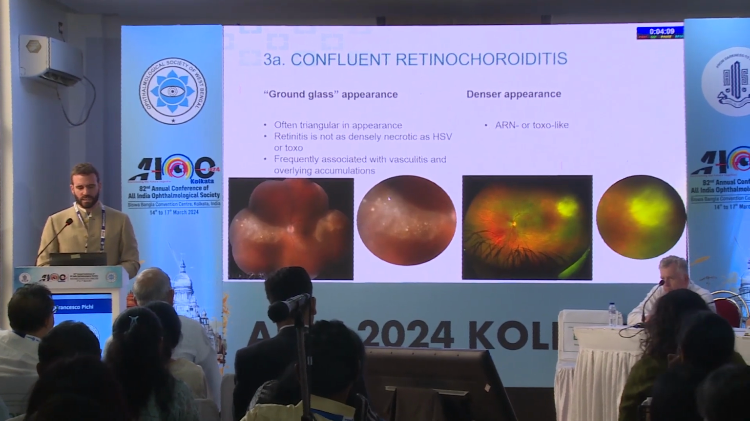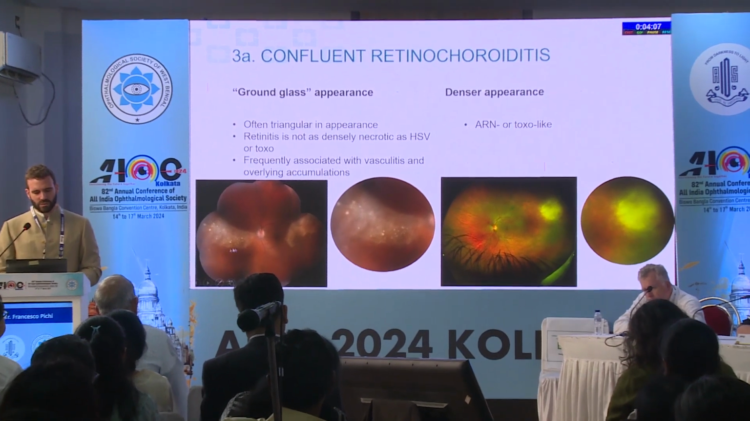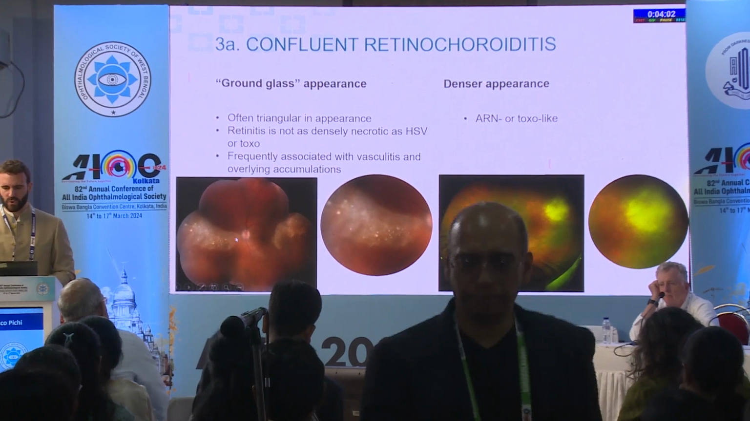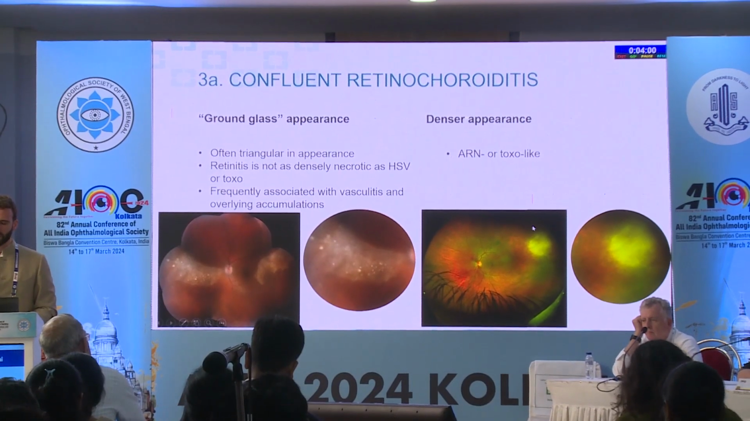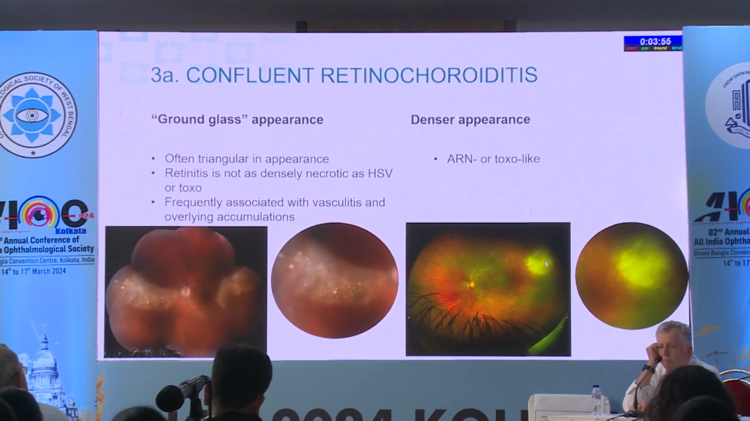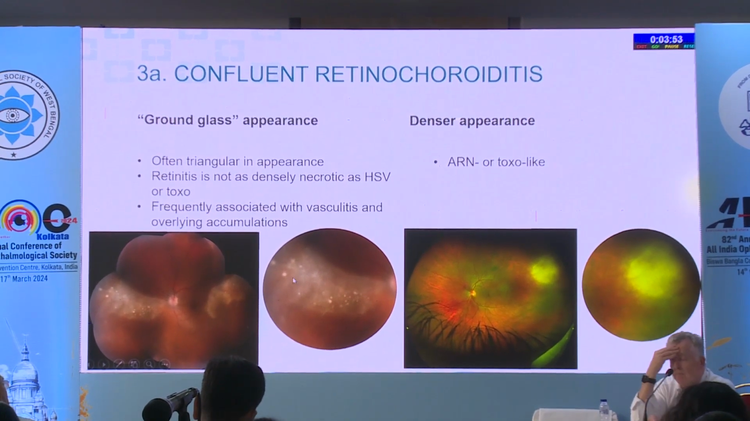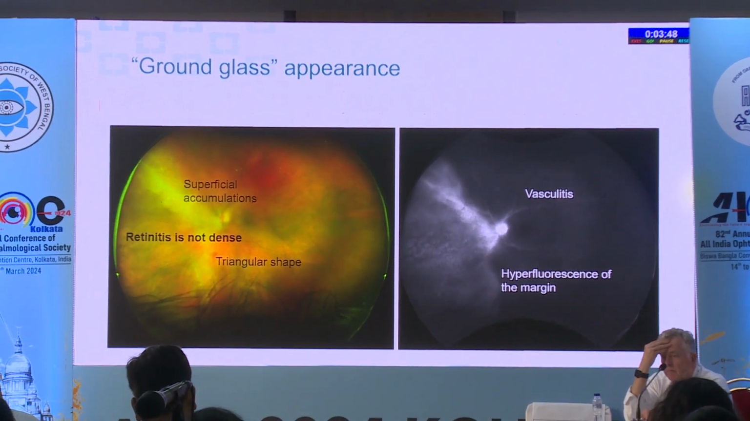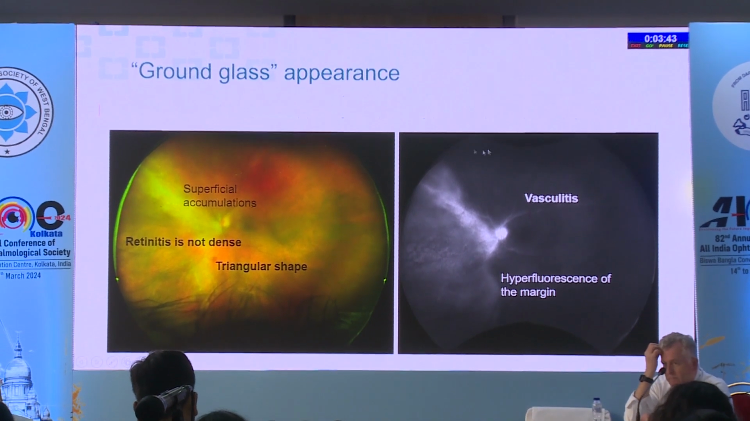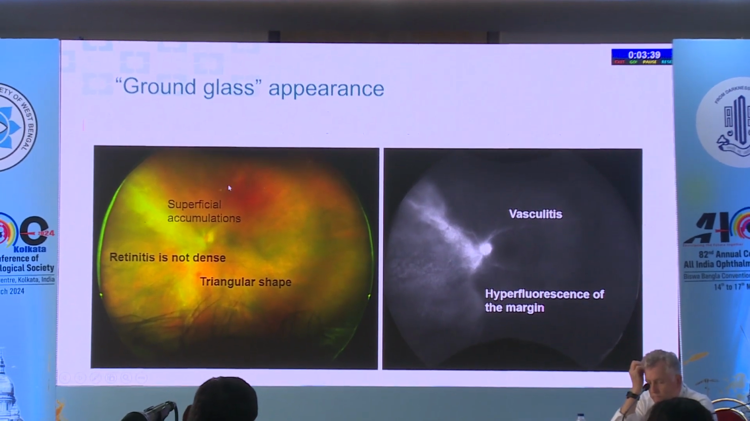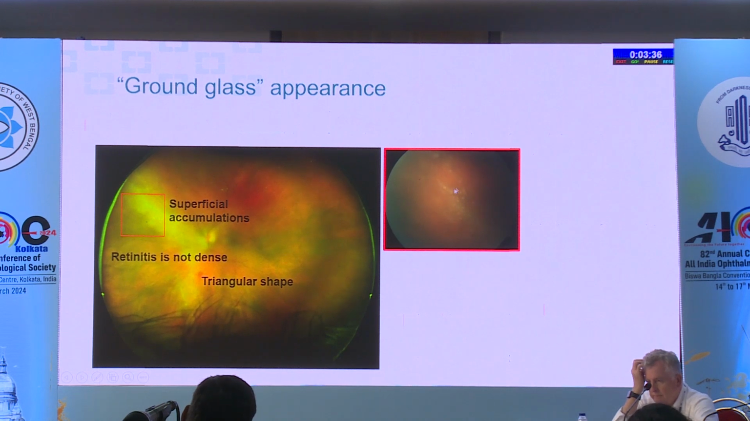Now, the confluent, the most typical one, has this ground glass triangular appearance with all these dots that we saw before. The denser appearance goes into a differential with acute retinal necrosis and toxo. It's very, very yellow and less ground glass. The most common is the ground glass, which is usually triangular, like in the patient that we saw before. It's a not dense, triangular shape. It has vasculitis and hyperfluorescence of the margin in FA, and you have all this superficial retinal accumulation that we saw before.